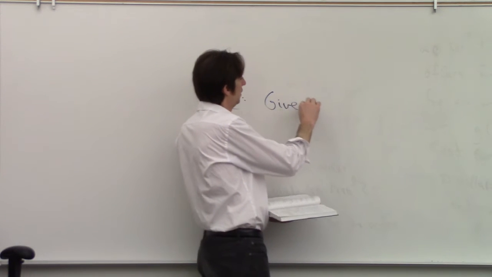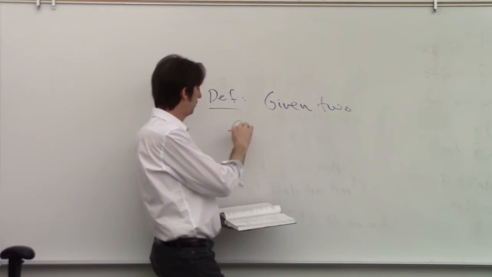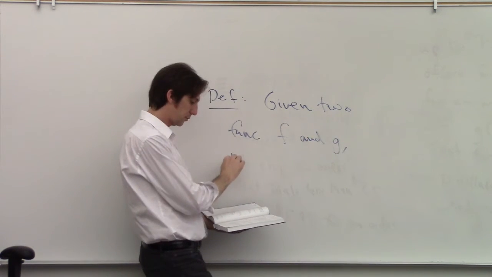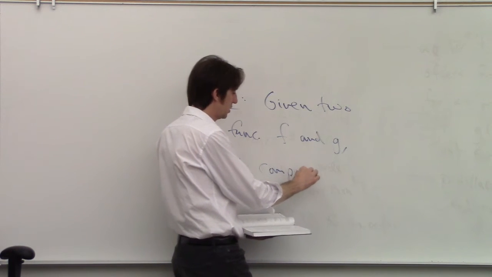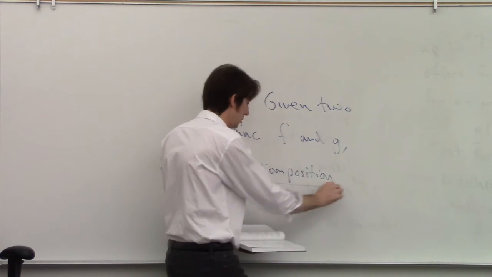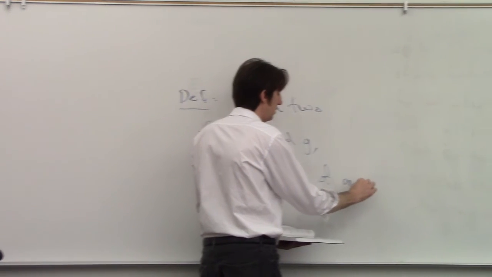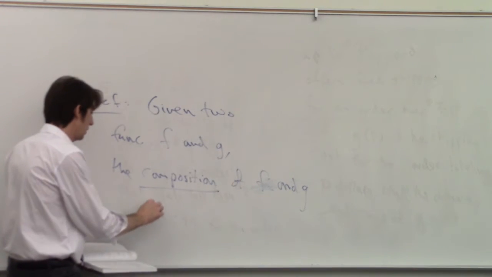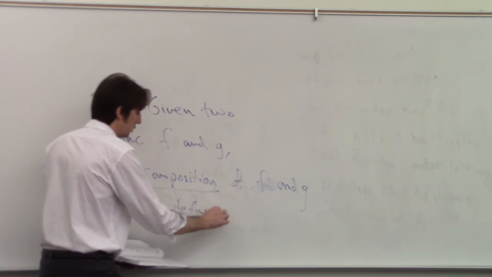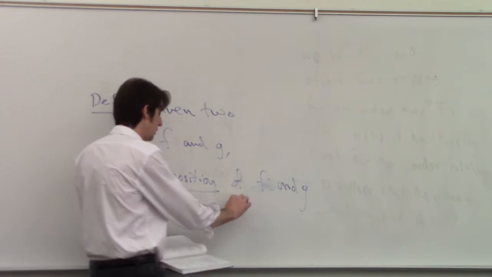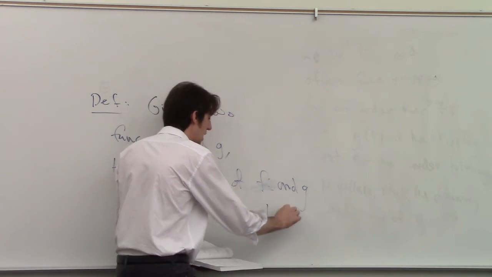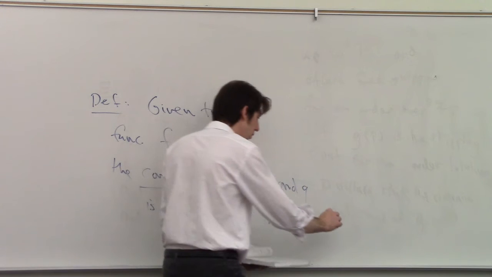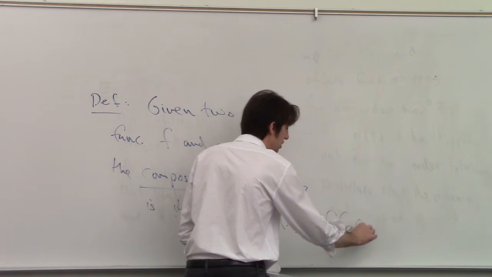So, given two functions, f and g, the composition of f and g is going to be a new function, and it's defined by h of x, so this is the name of the composite function, is equal to f of g of x.